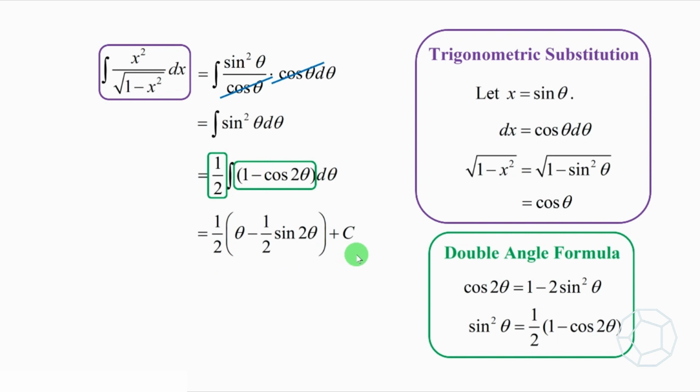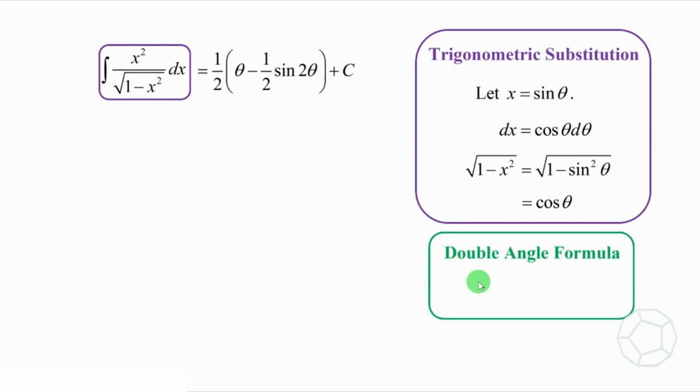But it's not the answer yet, because the original integral is in variable x instead of theta. We have to express this in terms of x only. We can do so for the first term. From the substitution, theta is equal to arc sine x. However, it is not that straightforward for the second term, because we have 2 theta. If we write sine 2 theta is equal to sine(2 arc sine x), it doesn't look very nice. What should we do?